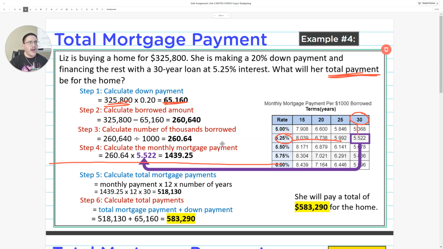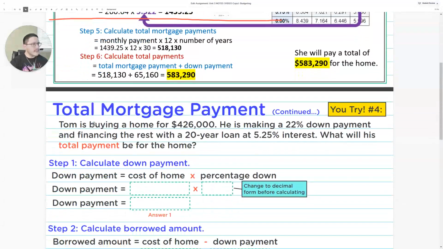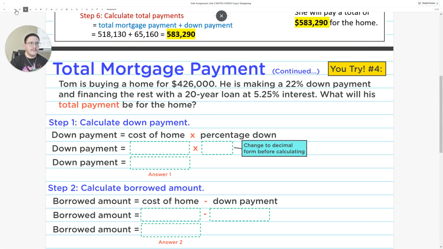So there are pros and cons to this. The pros is you get to pay this at a reasonable monthly rate to afford the home, because not everybody can afford $325,000 on the spot. The cons, however, is you're having to pay way more than what the original price of the home was. So that's it for example number 4. You try number 4.